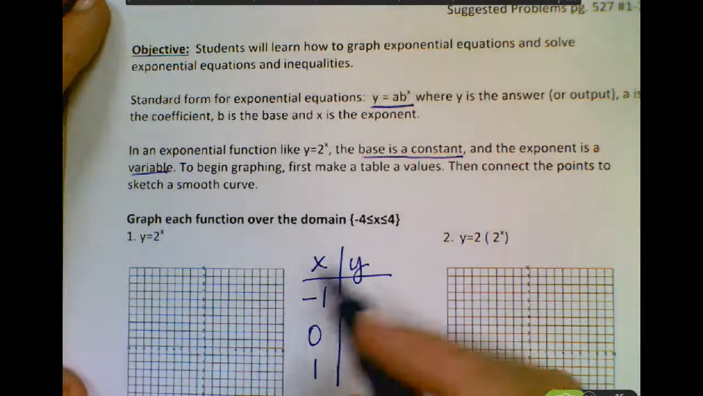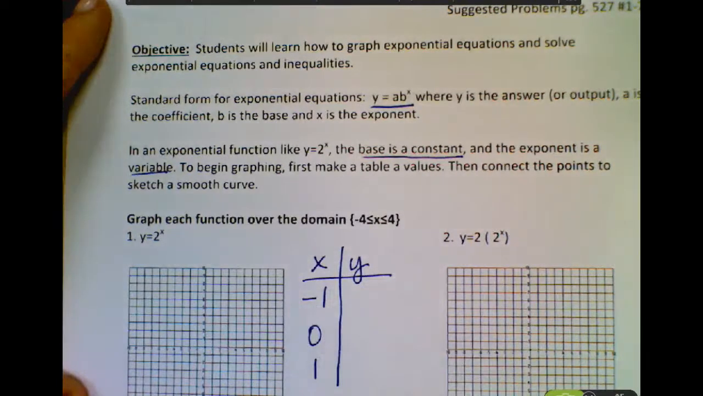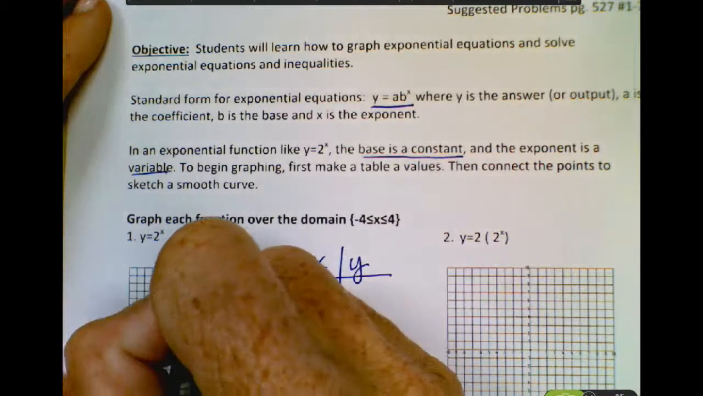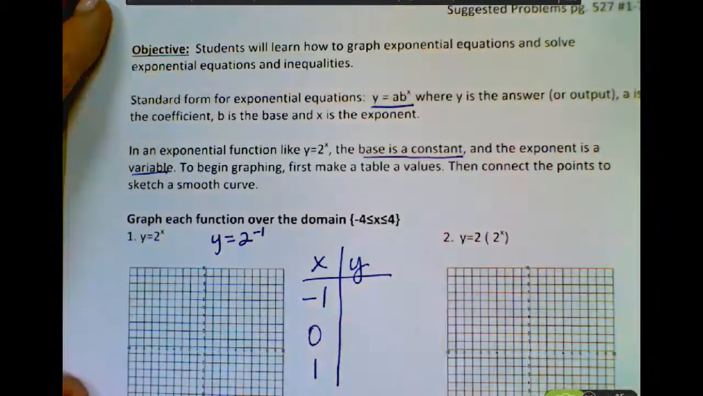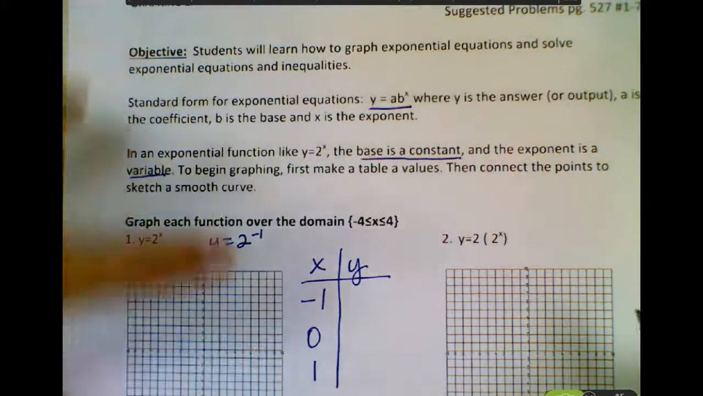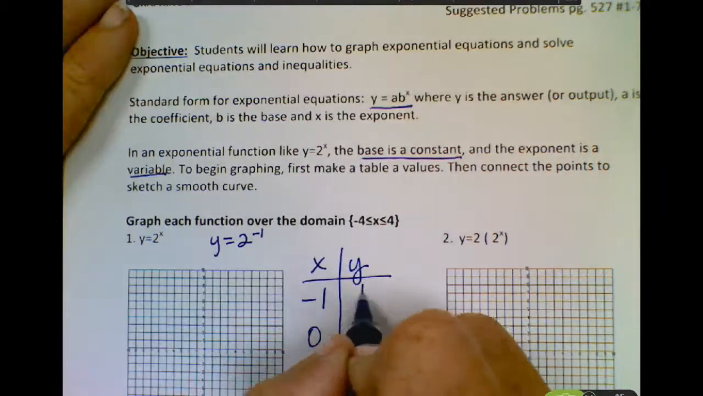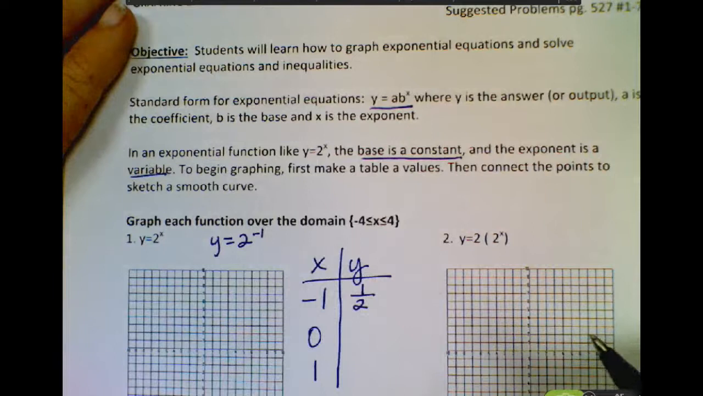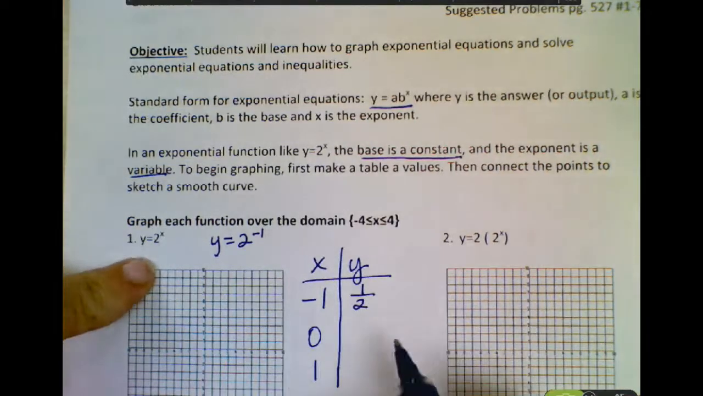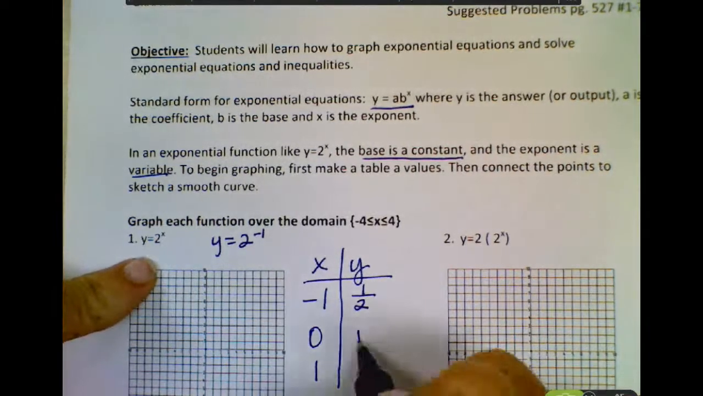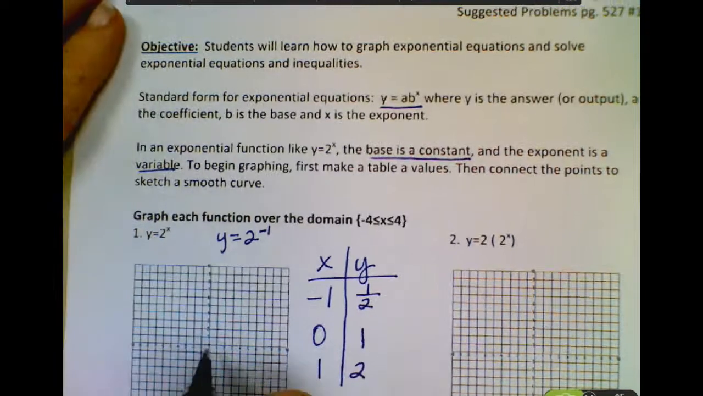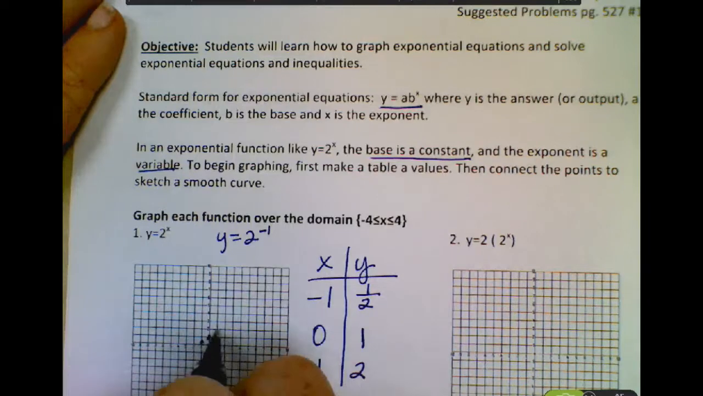Okay? We need to remember with our negative exponents, so this would be y equals 2 to the -1. Anytime we have a negative exponent, it means reciprocal. So we would put that 2 on the bottom and make it a positive 1, so 1/2. 2 to the 0 power, anything to the 0 power equals 1. And 2 to the first power, of course, is 2. So let's graph that point. So we have (-1, 1/2), (0, 1), and (1, 2).